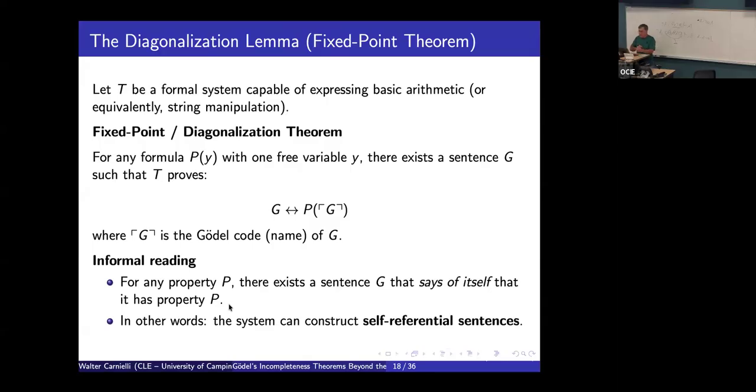Now, let's go back to diagonalization here. Let S be a formal system capable of expressing basic arithmetic or string manipulation. Then I can prove the following diagonalization theorem. For any formula P of y, with only free variable y, there exists a sentence G such that this system proves G is equivalent to P of G, where the square brackets inside of G are the Gödel code, the name, in a sense. So for any property P, there exists a sentence G that, informally understood, says of itself that it has the property P. In other words, the system can construct self-referential sentences.